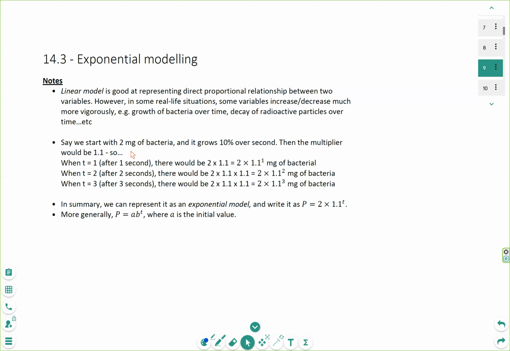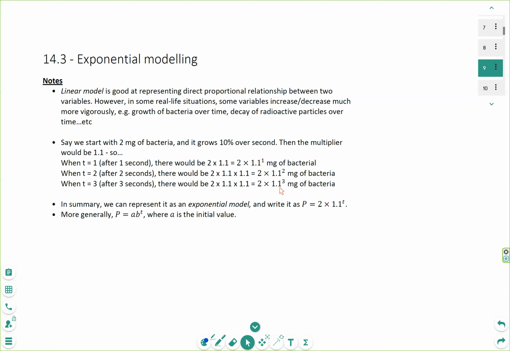So let's say we have 2 milligrams of bacteria and it grows by 10% per second. Then the multiplier, because 10% is 1.1. That means after 1 second, you will do 2 times 1.1. That will be 2 times 1.1 milligrams of bacteria. After 2 seconds, it will be 2 times 1.1 times another 1.1, which is the same as 2 times 1.1 squared.